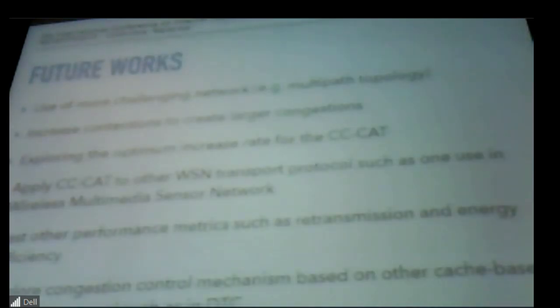For the future work, we want to test the algorithm on a more complex topology such as a multi-path topology, and also apply it to a transport protocol which uses multimedia, that is, a wireless multimedia sensor network. And then also compare it to other cache-aware transport protocols.